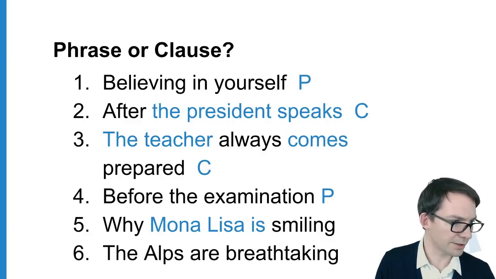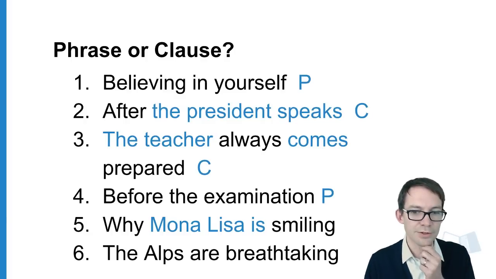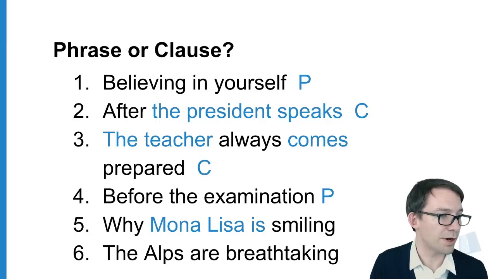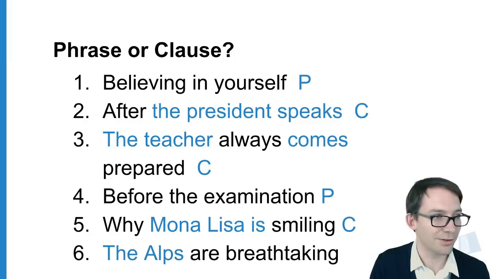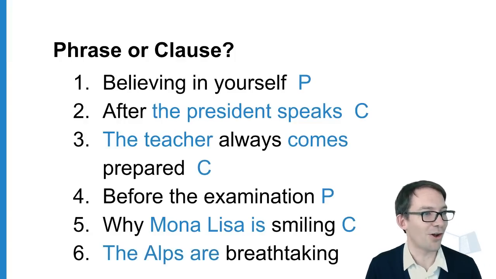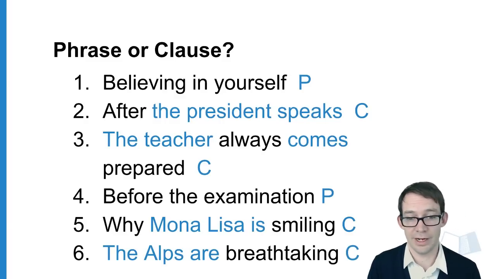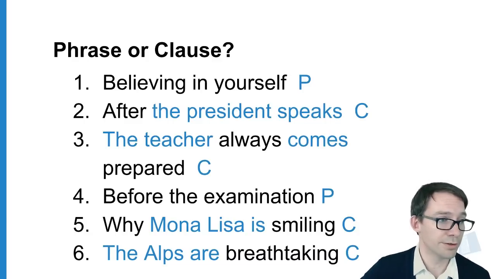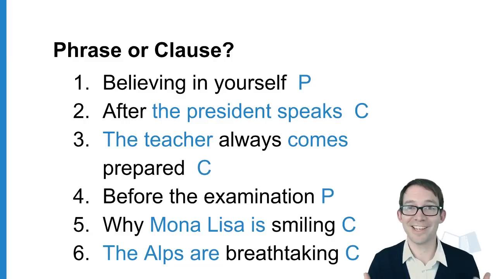And number six, wow, it's kind of split. Some people are saying that number six is a phrase. I would say in this case, the Alps are breathtaking. I'd say Alps is the subject, are is your verb, and therefore you're looking at a clause, right? Because it is a subject and a verb in a group of words. Okay, so that's good. We're on the right track. This is kind of the easy part.